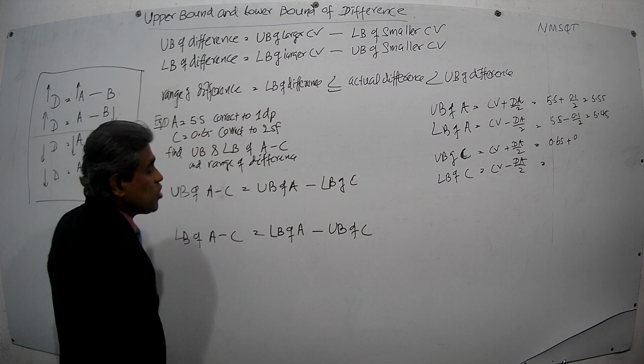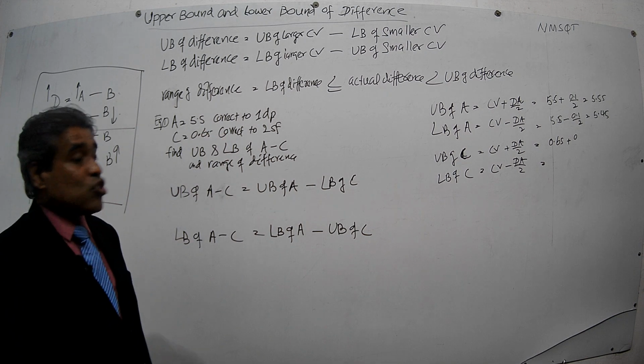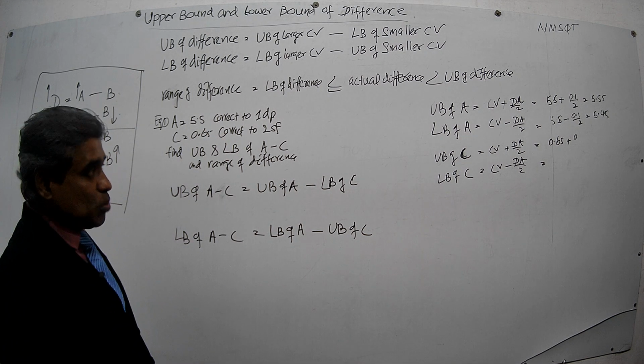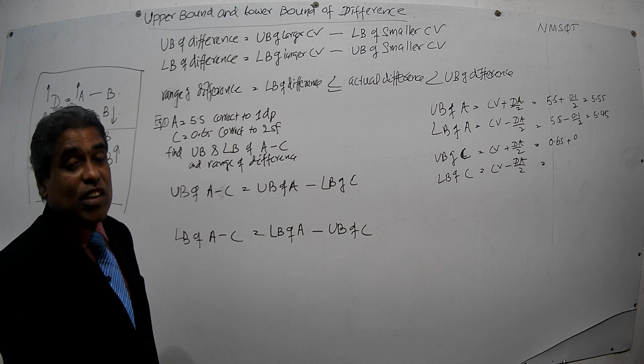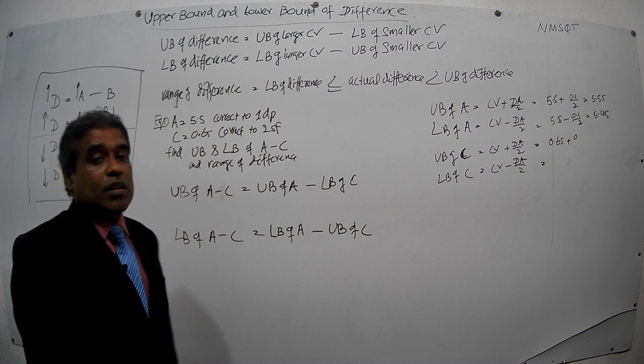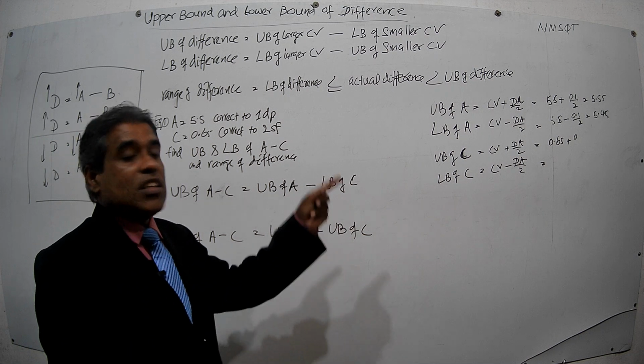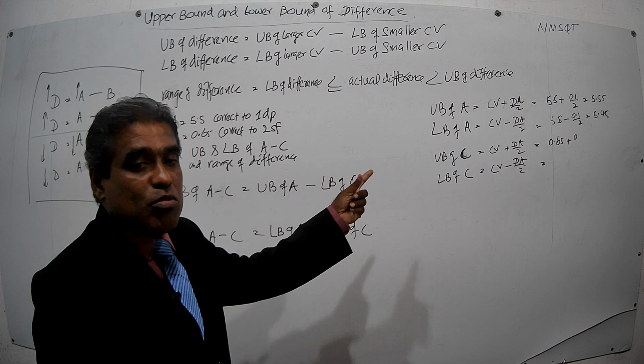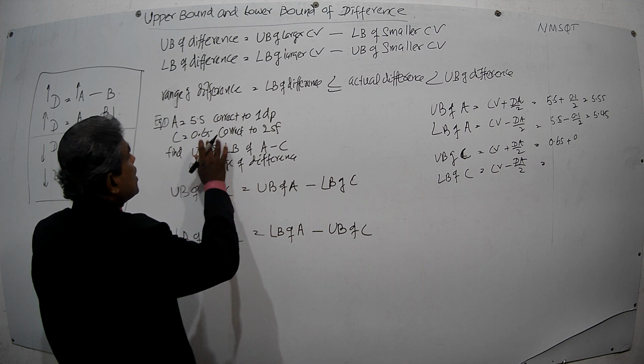When the numbers have been corrected to significant figures, to find the degree of accuracy to be used in the upper bound and lower bound formula, you have to go to the particular place value. Then that place value should be taken as the degree of accuracy to be used in the upper bound and lower bound formula.